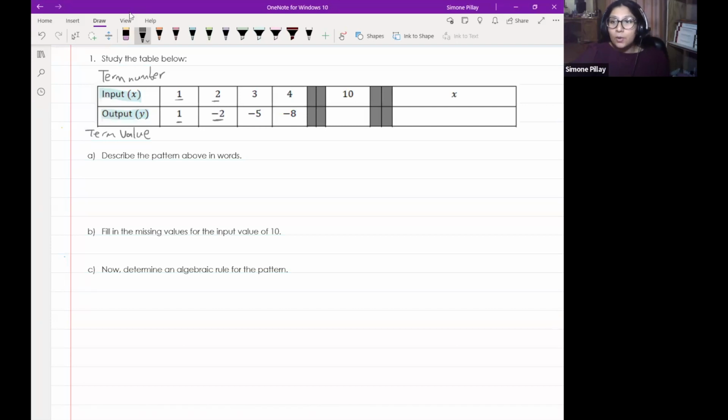And so what I want you guys to see is my term numbers, those are just numbers. It just goes 1, 2, 3, 4. So you're never going to find your pattern in your inputs. Whenever they ask you to look for the pattern, you're always looking at your output values. So you're always going to look at your output values.